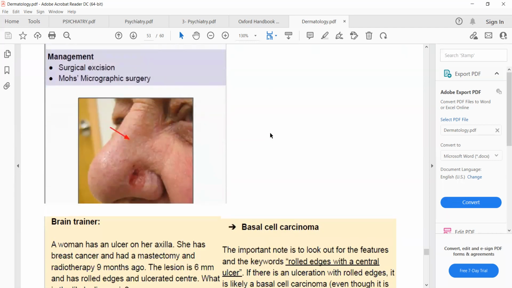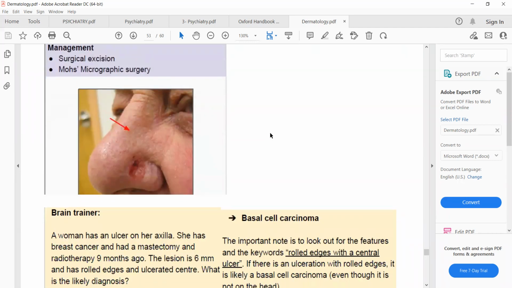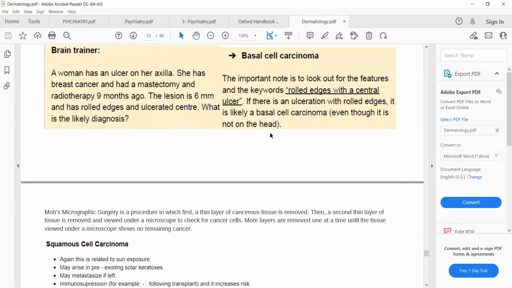So surgical excision or Mohs micrographic surgery. Mohs micrographic surgery is usually done in different types of skin cancers. What is Mohs micrographic surgery?